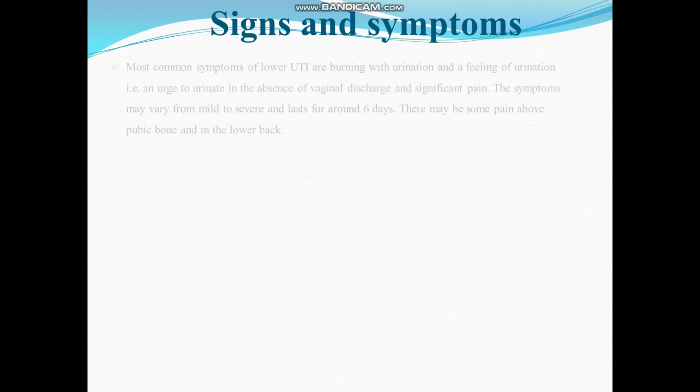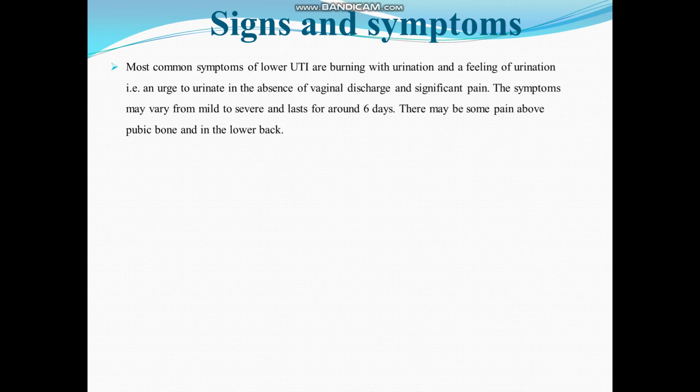Let's check the signs and symptoms of urinary tract infections. The most common symptoms of lower urinary tract infection are burning while urinating and an urge to urinate, in the absence of vaginal discharge and significant pain. The symptoms may vary from mild to severe and last for around 6 days. There may be some pain above the pubic bone and in the lower back.